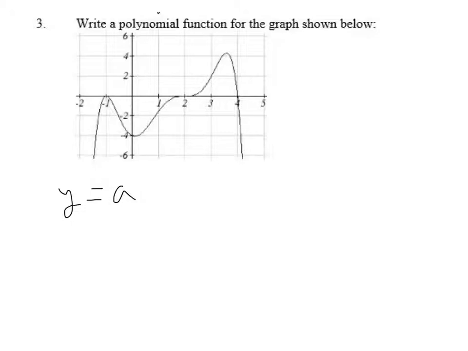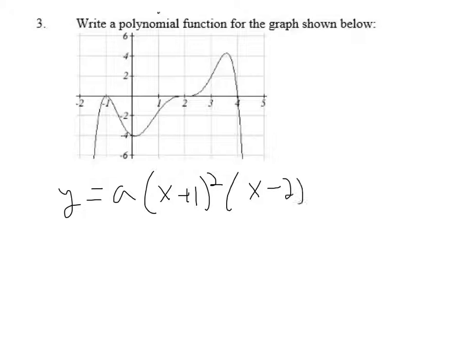y equals some stretch factor a. I don't know if there's a stretch factor yet, but I'm going to insert it in there. And then since this is a double root because it bounces, I'm going to have x plus 1 squared. Now because this does a wiggle instead of a bounce, it's not a straight pass-through like a first power. So I know that's a triple root.